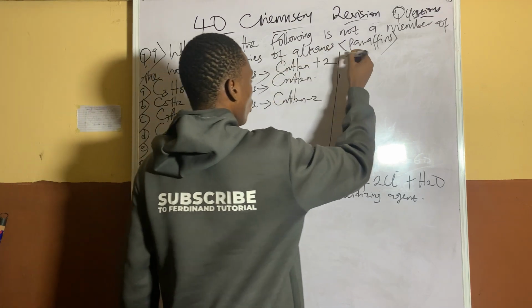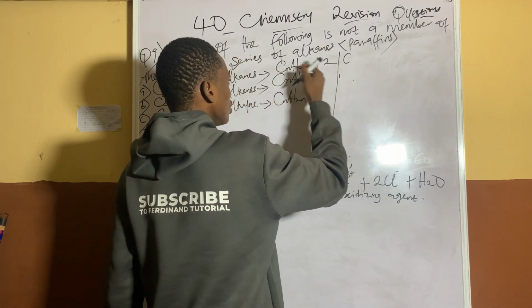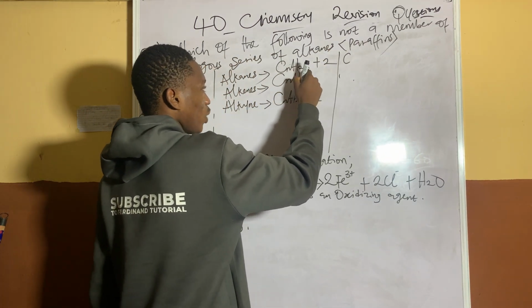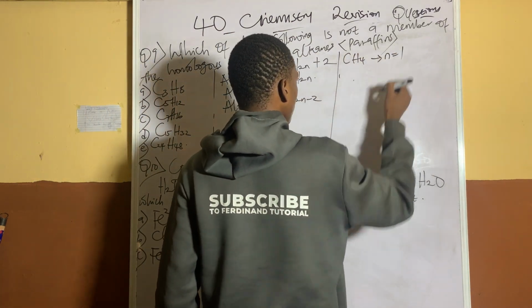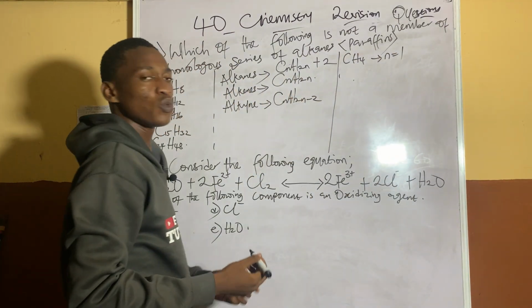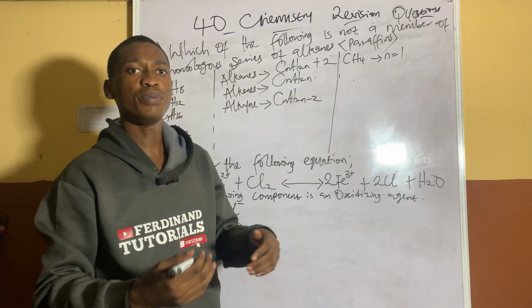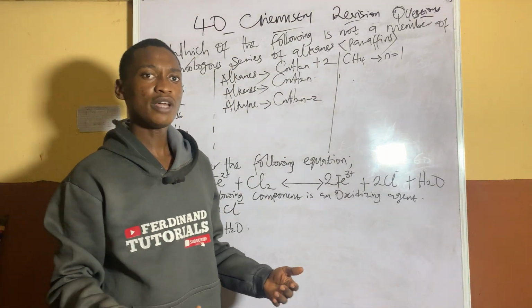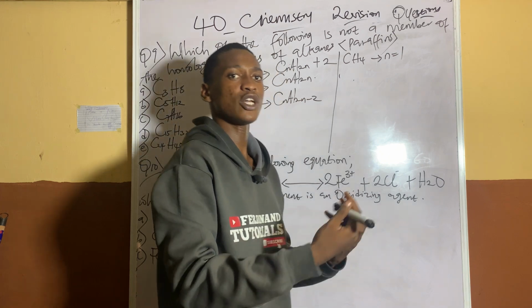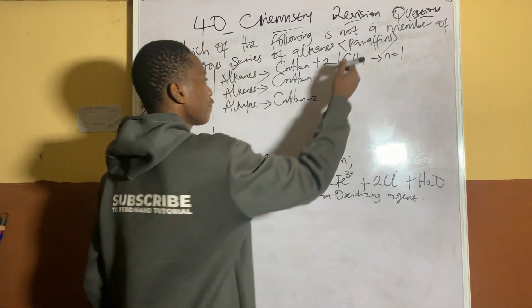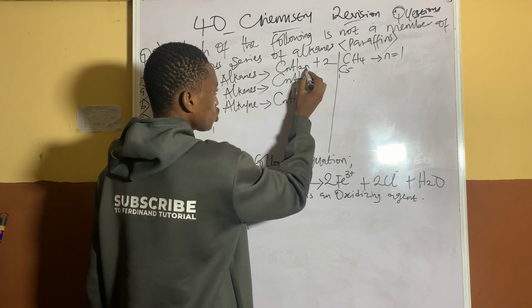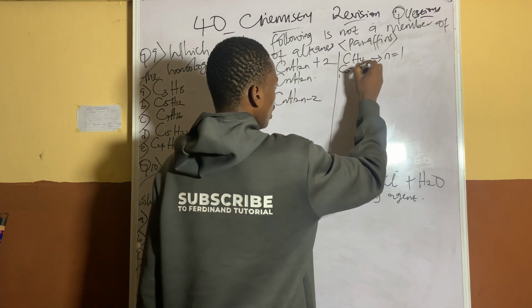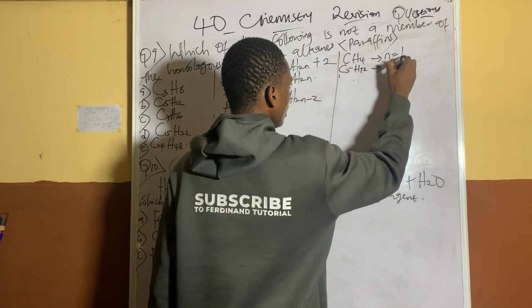If n is 1, I will have C. H is 2 times 1, 2, plus 2, 4. So CH4 when n is equal to 1. Remember, how we know n is that carbon bears the number of n. Whenever carbon bears a particular number, we use that number as our n. So when n is 5, carbon will be C5, so H will be 5 times 2, 10, plus 2, 12. Are we there now?